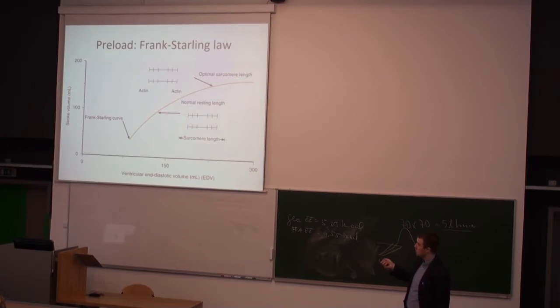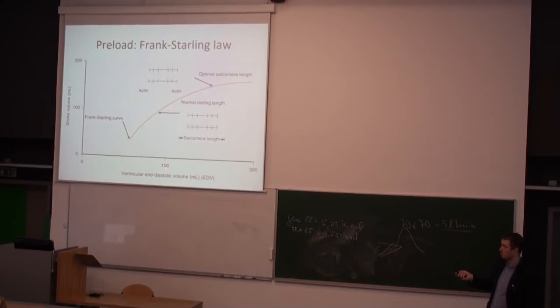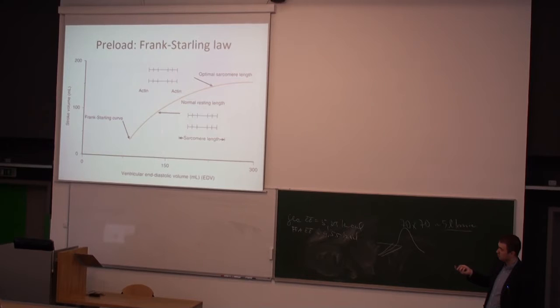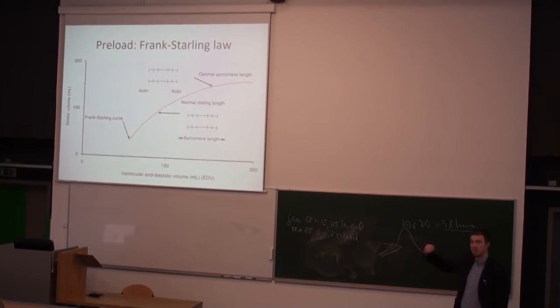And the thing is that in our heart, if you are at the normal end diastolic volume, that's around here, you are not at the point of the ideal situation. So you can say that in the normal activity with the normal end diastolic volume, your heart works not in the ideal condition. And therefore, if you increase the end diastolic volume, as you see in this curve, you increase the stroke volume. That means that the result of the heart function is better.